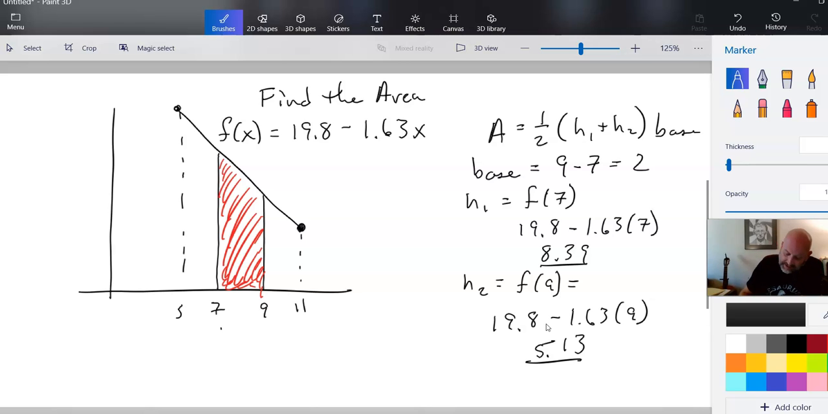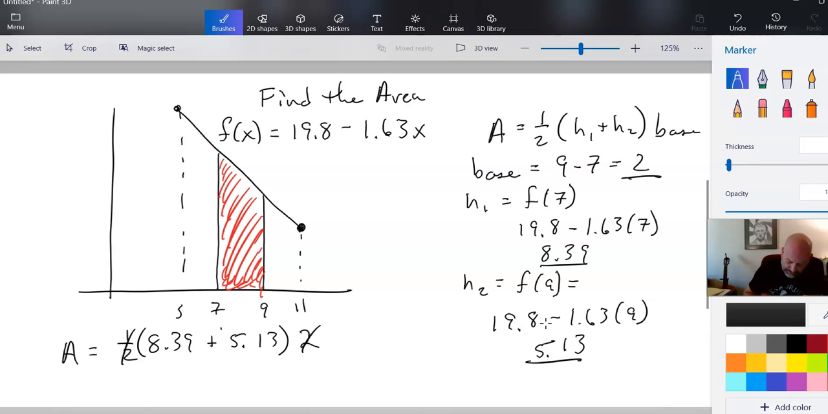5.13 units. Okay, so now we have all the pieces. We have the base, we have height 1, and we have height 2, so it's just a matter of plugging it in now. So the area is going to be 1/2 times the sum of the heights, 8.39 plus 5.13, times the base, which is 2. And that's actually very fortunate for us because I can multiply the half times the 2 and they cancel each other out before I even start.